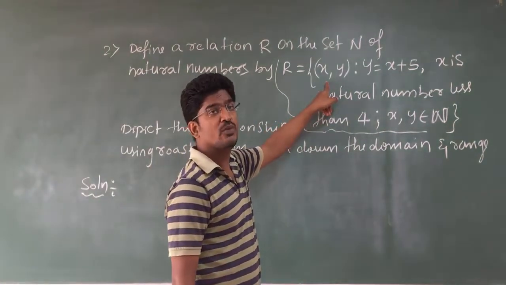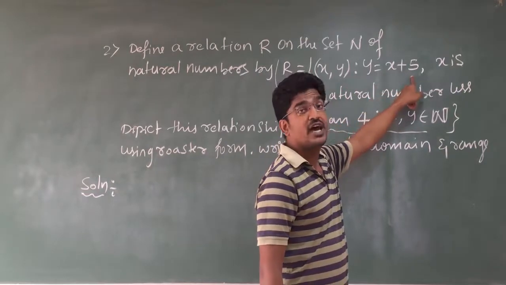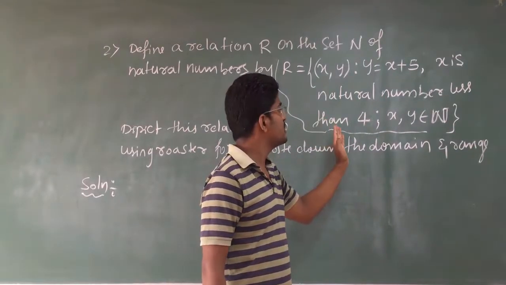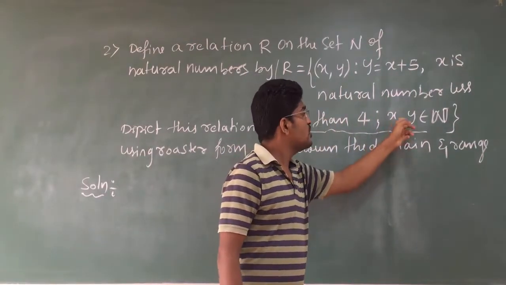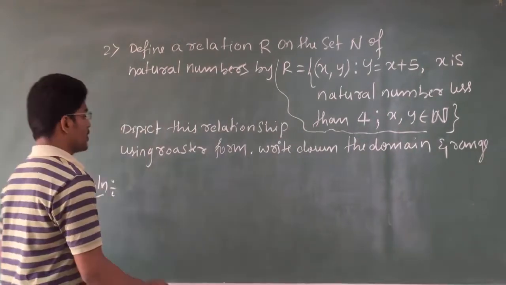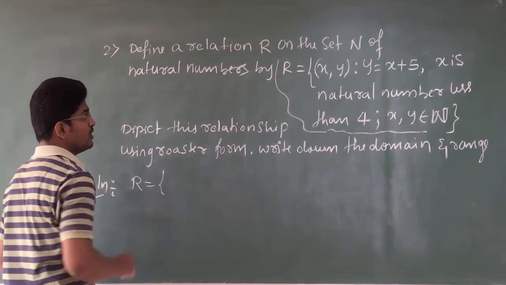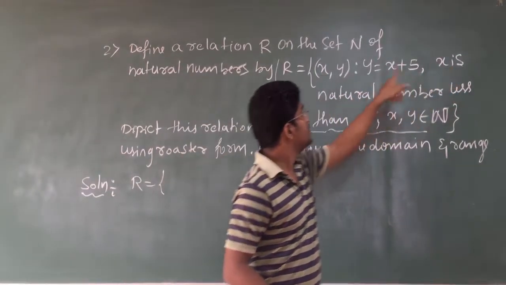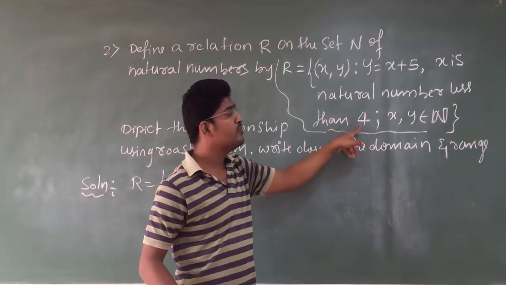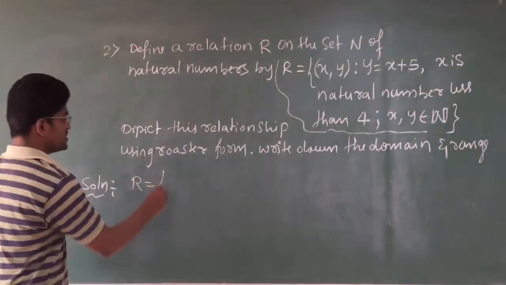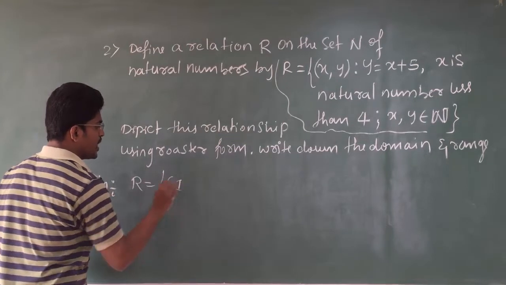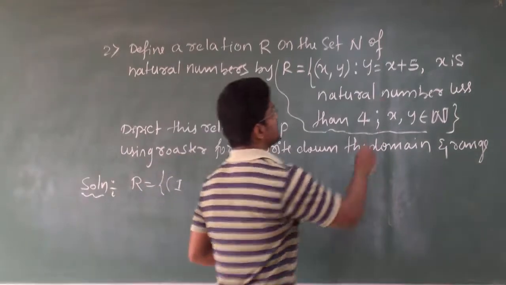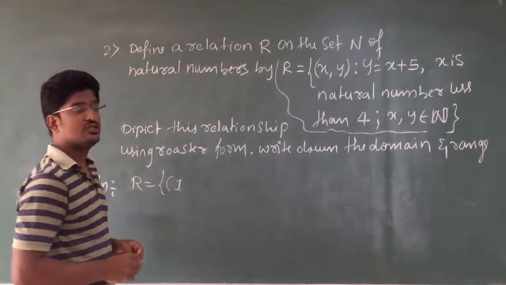So here the ordered pair (x, y) is such that y equals x plus 5, where x is a natural number lesser than 4, and x, y must be in natural numbers. No problem. First let us write R. Here you have to understand. See, x is a natural number less than 4, which means for x I can take 1, which is lesser than 4 and natural. If I take x as 1, y will be how much?